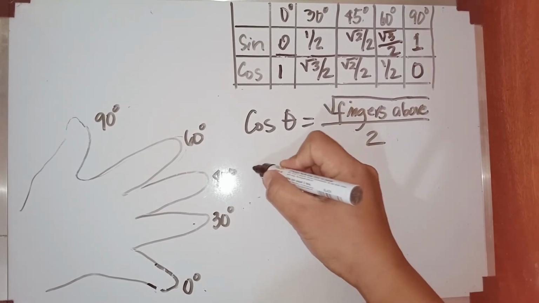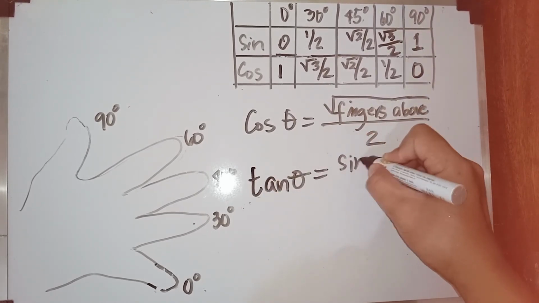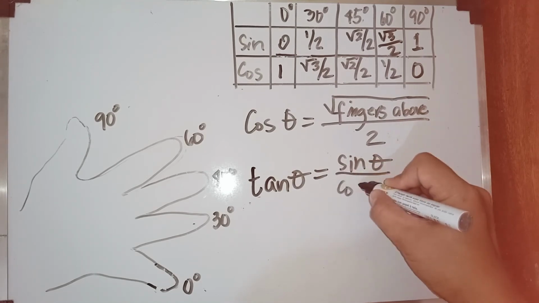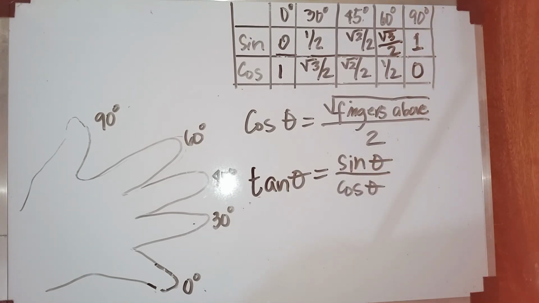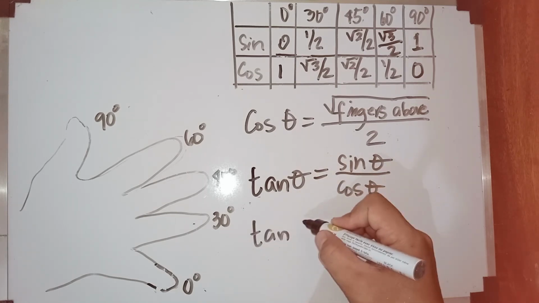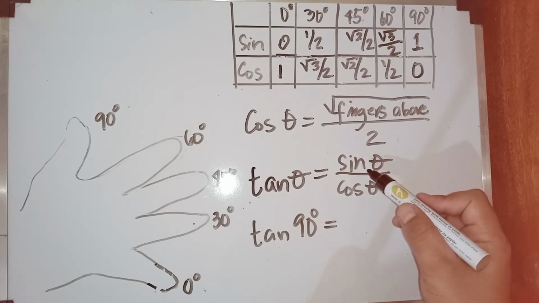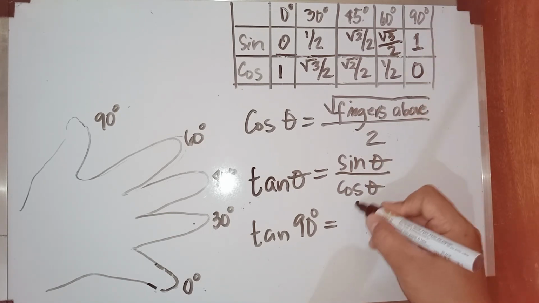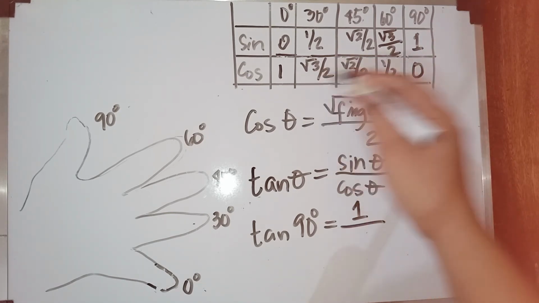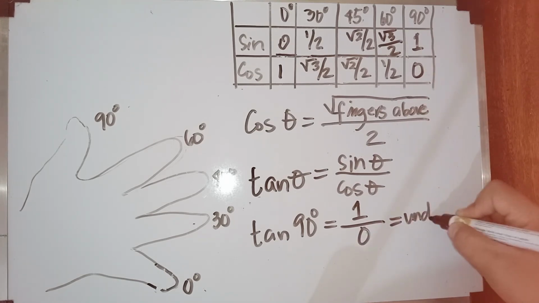For tangent theta naman, so tangent theta is just equal to sine theta over cosine theta. Okay? So if you're looking for tangent of, say, 90 degrees, so what is sine 90? That is 1. Over cosine 90 is 0. So 1 over 0. That will give us undefined.